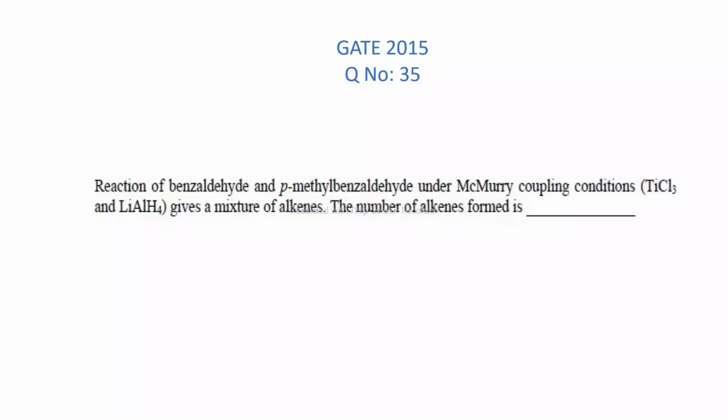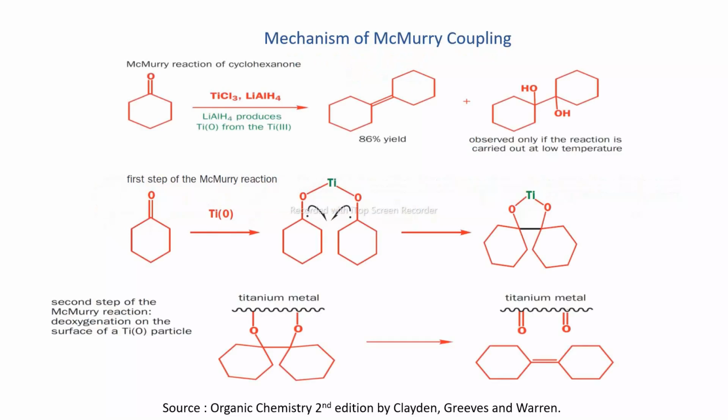So we have to find out how many different types of alkene are formed in the reaction of benzaldehyde and paramethyl benzaldehyde in McMurry coupling. To know that, we first have to know what McMurry coupling is. McMurry coupling is basically the coupling between two partners where the keto group is converted into a double bond. And this is a bimolecular reaction.